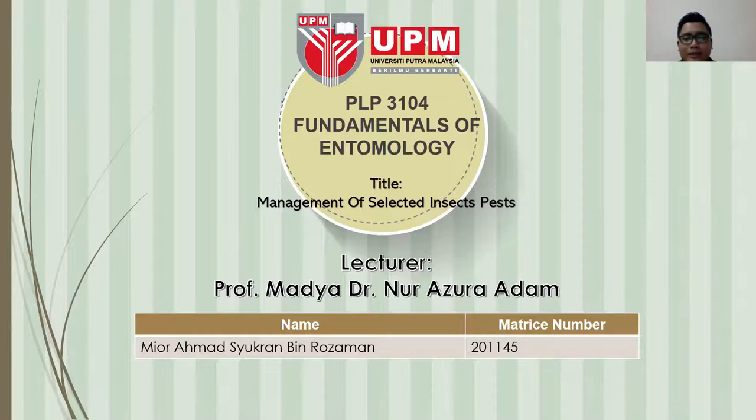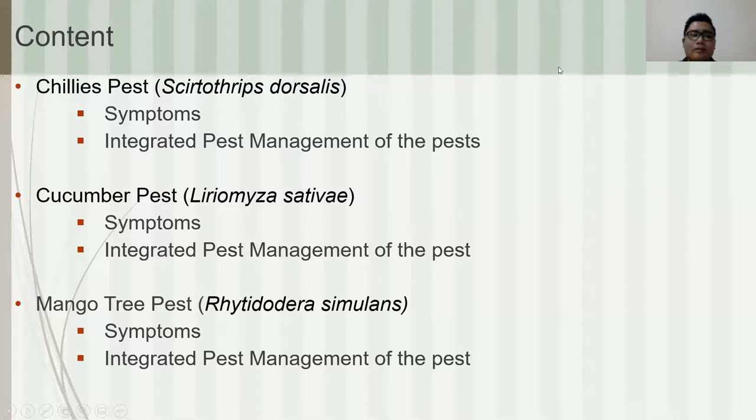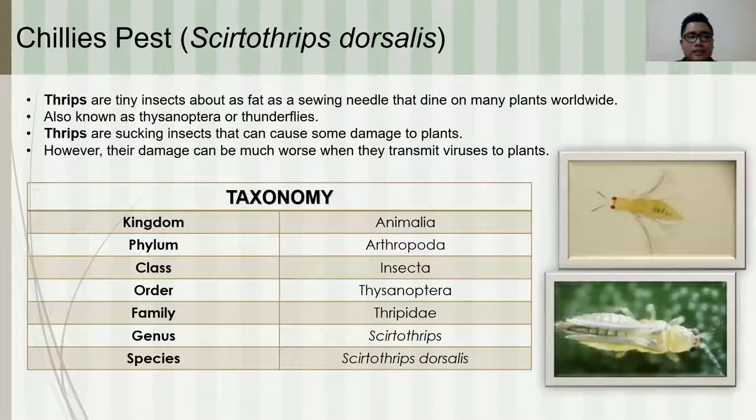Okay, so today I would like to present to you the management of selected insect pests. These are three types of crops and three types of insects that I have chosen. The first is the chilli pest, the insect pest Scirtothrips dorsalis. Second is the cucumber pest, Liriomyza sativae. And lastly is the mango tree pest, Rhytidodera simulans.